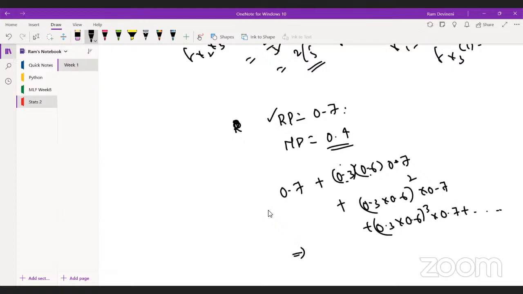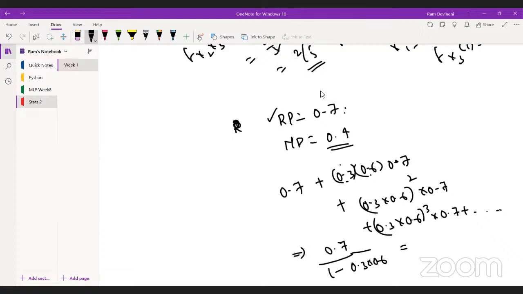This is a geometric progression. Sir, noise is coming. Can you please mute someone? Okay. This is going to be a geometric progression, A by 1 minus R. A is 0.7. R is going to be 0.3 into 0.6.